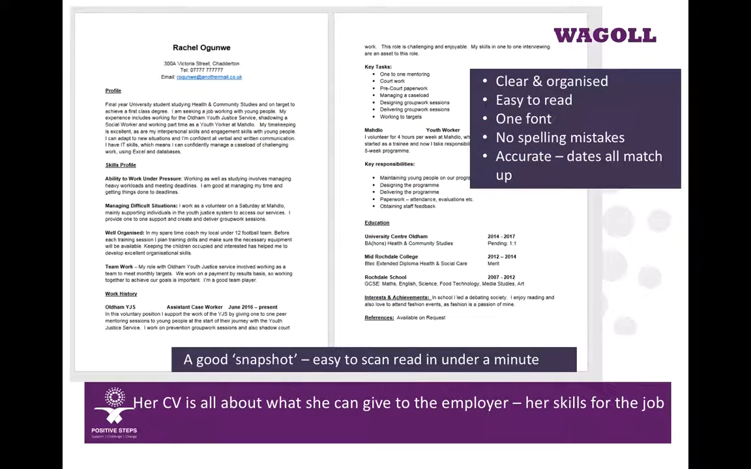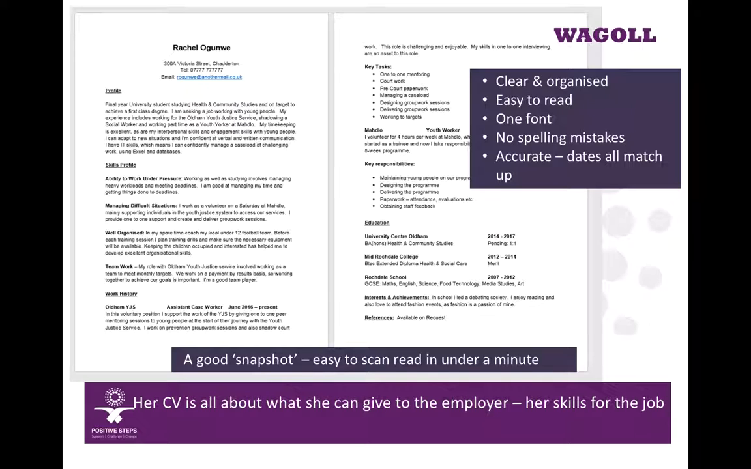So I'm going to move on to Rachel, number 1, to look at what a good one looks like. Rachel's CV is clear and organised, easy to read, one font, there are no spelling mistakes, and it's accurate. All the dates match up. In total, it's a good snapshot. It's easy to scan read in under a minute. We want to make it as easy as we can for an employer to read through the CV.